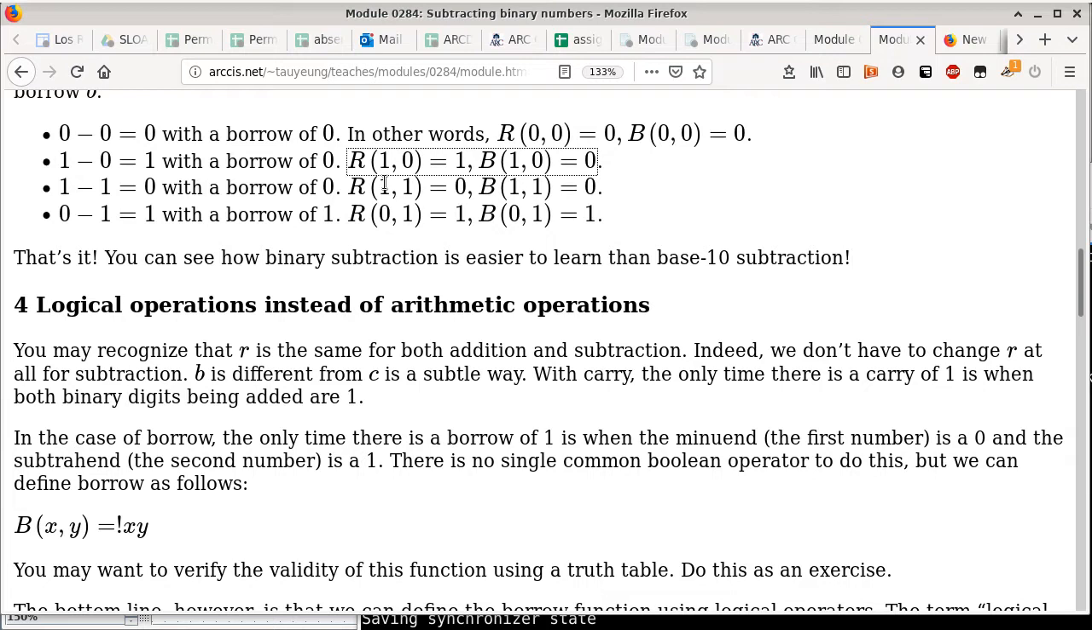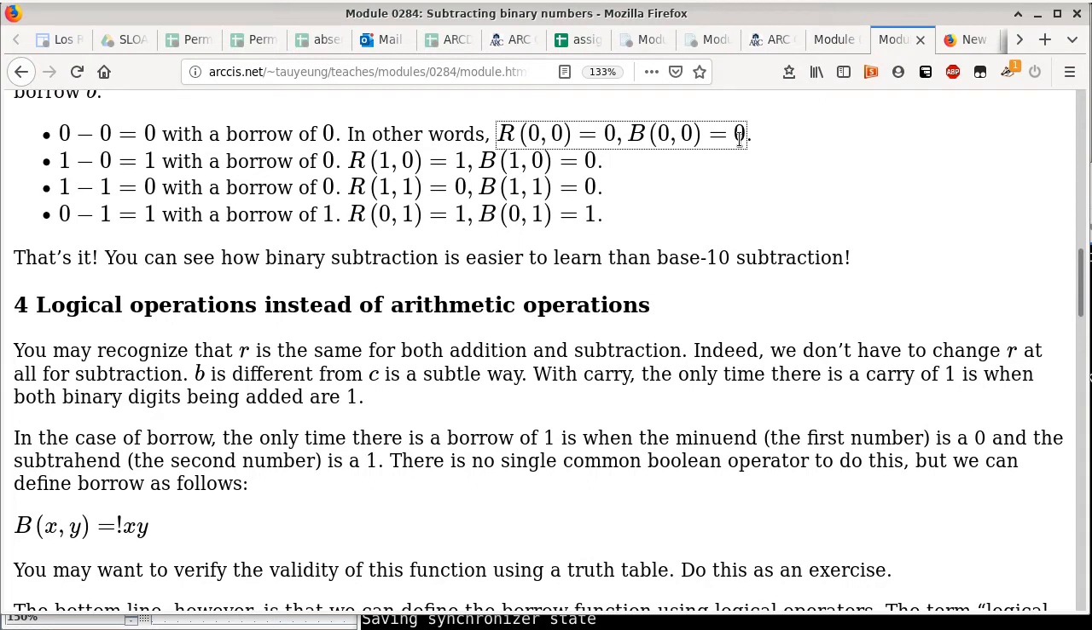So this is nice because we can use exclusive or, or if you prefer, we can use the long way of doing it in just and, or, not operators. But when you look at borrow, it is not the same as carry. Because when you look at borrow, the only time we have a borrow of 1 is when the x bit is a 0 and the y bit is a 1. Darn it, we cannot just use the carry function, which is just a conjunction, right?